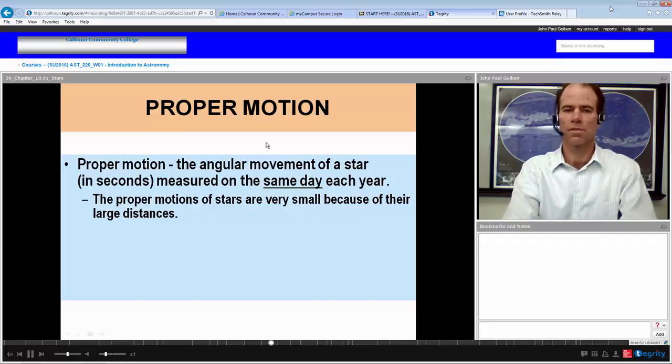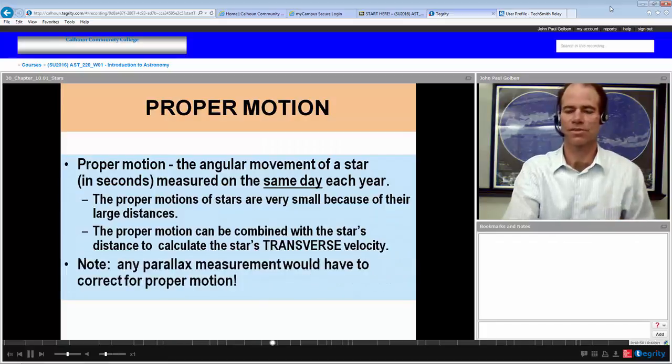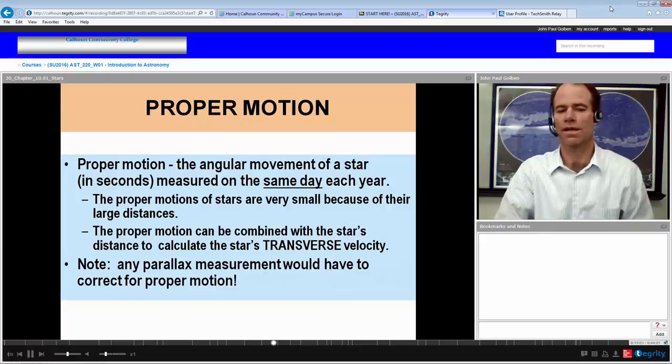It's very small because of the large distances. Proper motion can be combined with the star's distance to calculate its transverse velocity. Any parallax measurement would have to be corrected for proper motion. So if you made a parallactic measurement over time, you would have to also know the proper motion of that star so you could be most accurate with the true parallactic measurement to figure out distance.